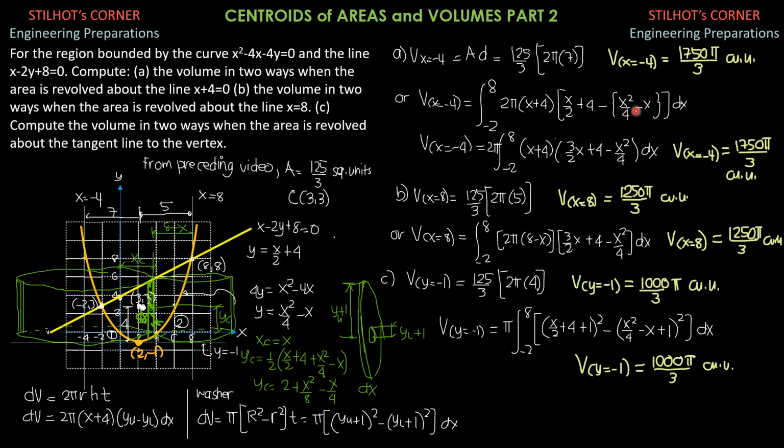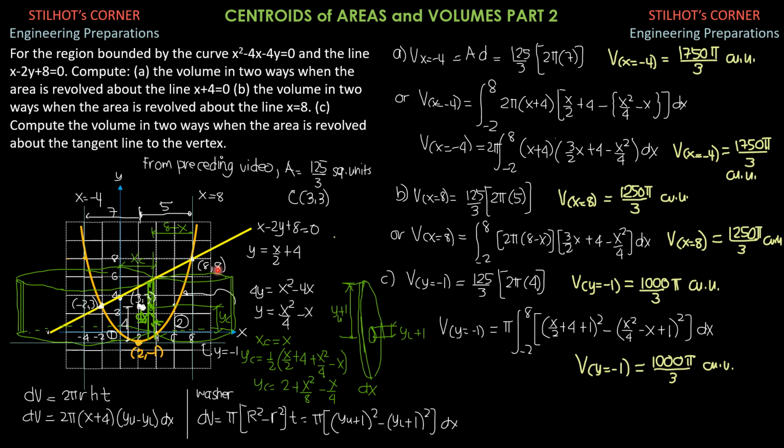So when this is simplified, x over 2 minus negative x, that's 3/2 x, then plus 4 minus x squared over 4 dx. Using your calculator there, the volume when the region is revolved about the line x equals negative 4 is 1750 pi over 3 cubic units. So that's it for the first part.